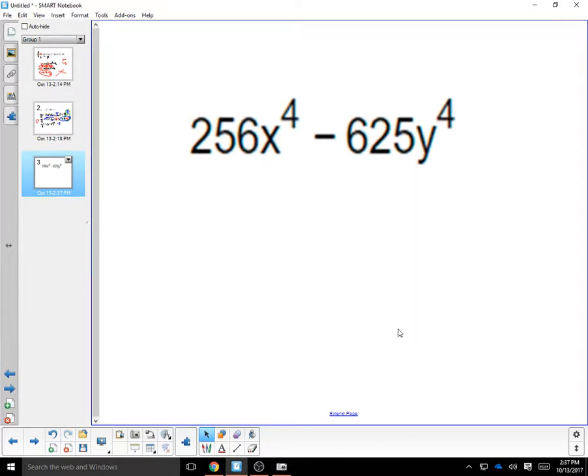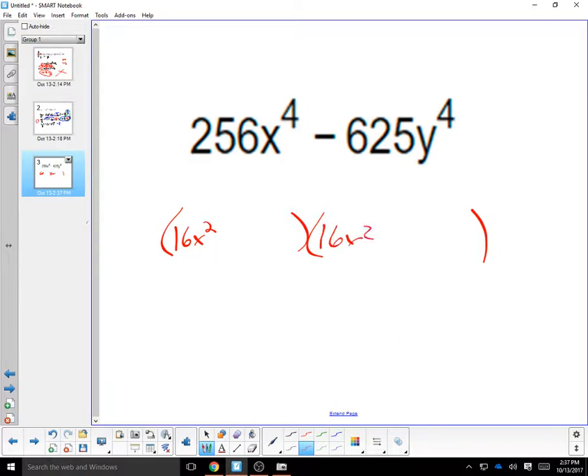Notice that these are perfect squares. This is the difference of 2 squares. So let's do this. What's the square root of 256, guys? Anybody know the square root of 256? It's 16. 16x squared. That means this would be 16x squared plus minus, because I got to get conjugates. What's the square root of 625? 25, right? So this is going to be 25y squared, because that's the square root of that.